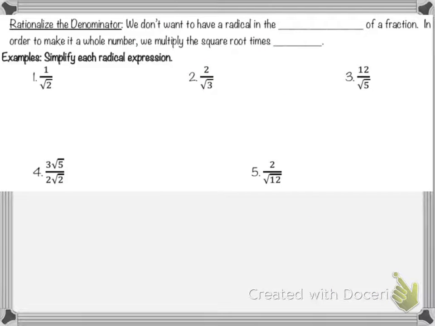Let's try rationalizing these denominators, okay? So let's first talk about what that means. We don't want to have a radical in the denominator of a fraction. And if you recall, denominator is the bottom of the fraction, the bottom part. So in order to make it a whole number on the bottom, so we don't have a radical anymore, we multiply the square root, whatever's down there, times itself.